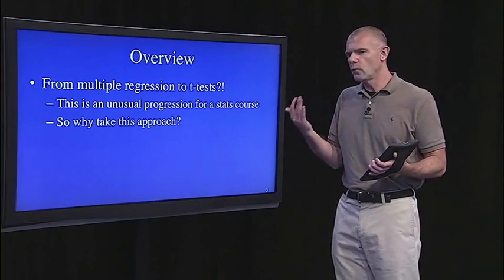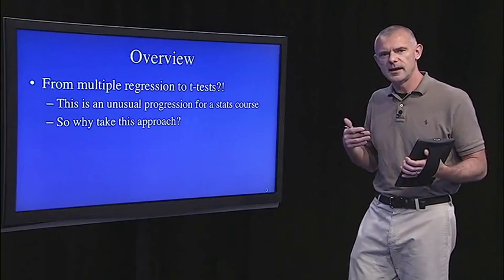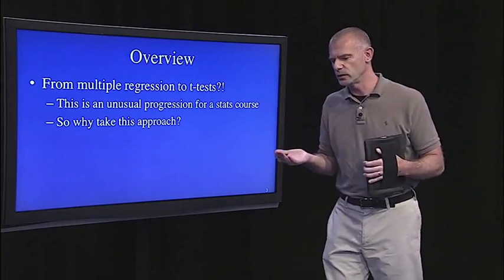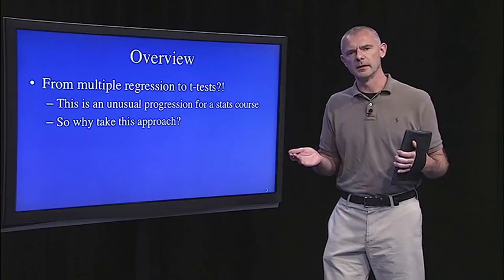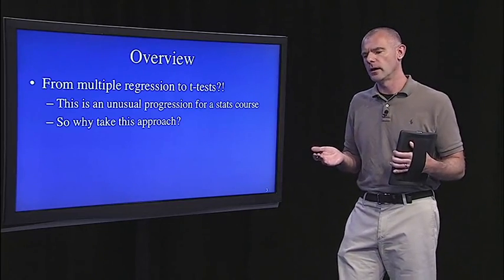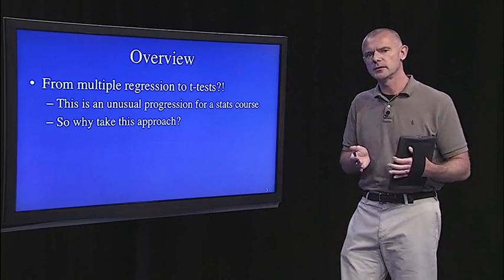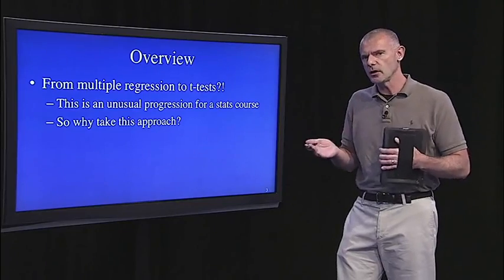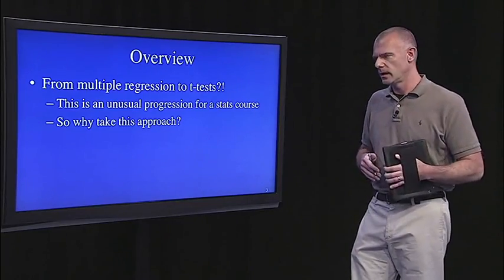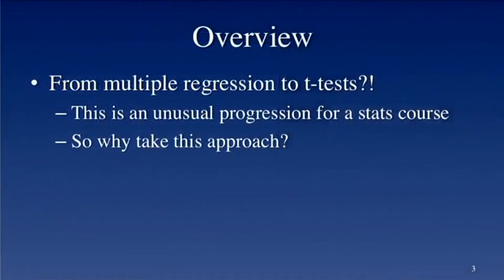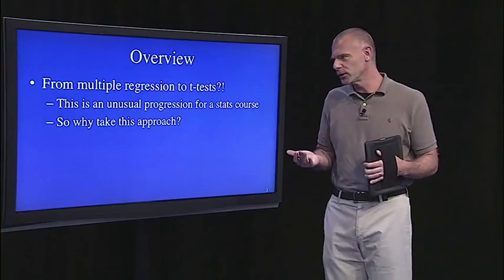So in terms of overview, as I just said, this is an odd progression. We just did really complicated analyses in multiple regression, right? We were doing moderation analyses with centering predictors and using dummy coding and creating interaction terms, all sorts of stuff. So this is an unusual progression in a statistics course, and I actually don't know of any other professor who takes this approach. I don't know of any textbook that takes this approach.